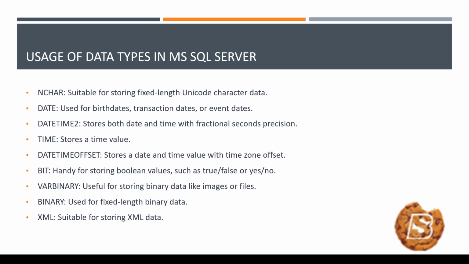Date, used for birth dates, transaction dates, or event dates. You can also make use of datetime, the time value being 0000 in that case. Datetime2 stores both date and time with fractional seconds precision. Time stores a time value. Datetimeoffset stores a date and time value with time zone offset. Bit, handy for storing Boolean values such as true, false, or yes, no. Varbinary is useful for storing binary data like images or files. Binary, used for fixed length binary data, and XML, suitable for storing XML data.